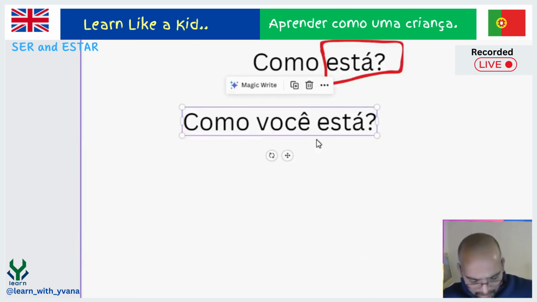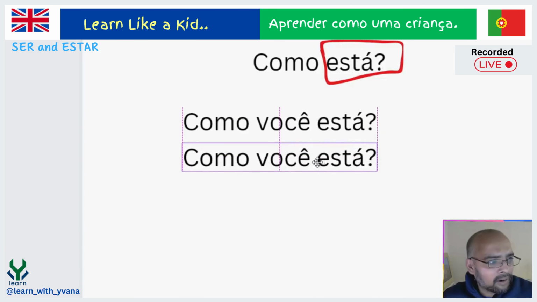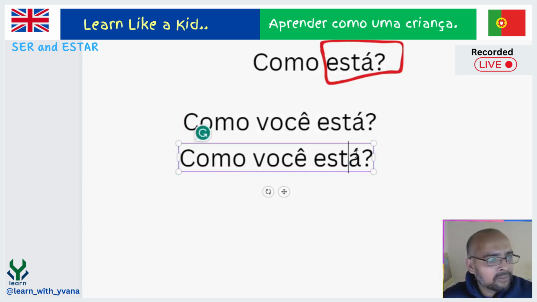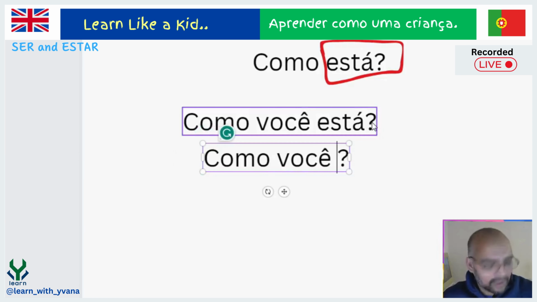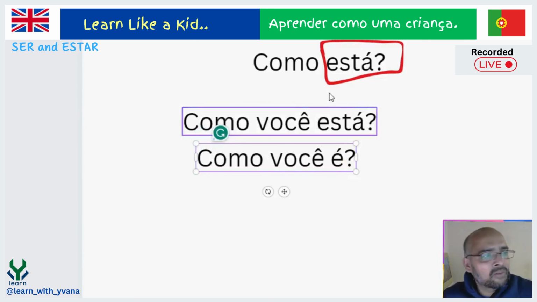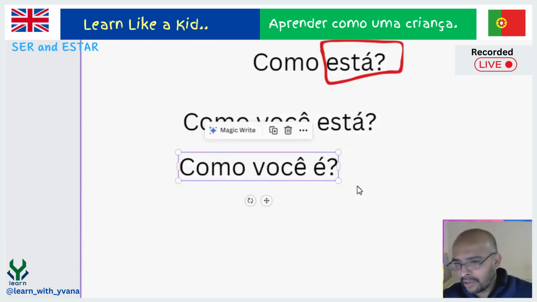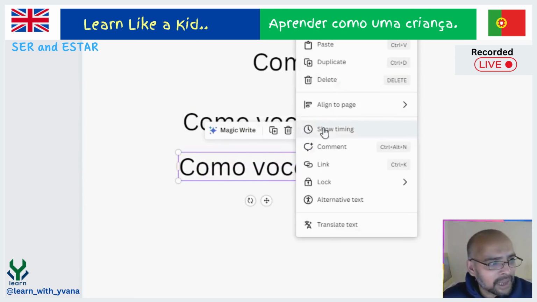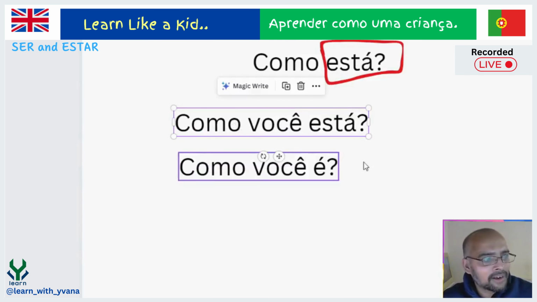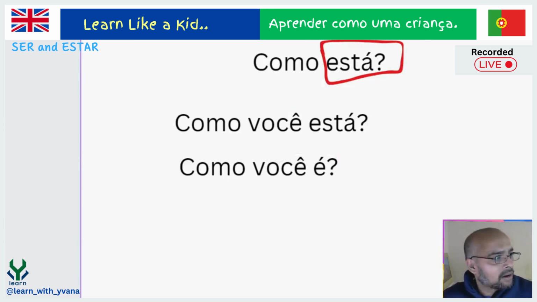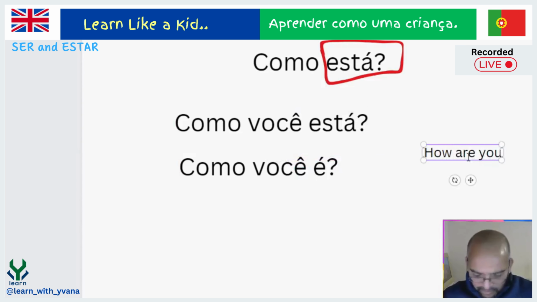But instead, we can also ask como você é. This is also a question, right? These both are questions, and we can ask in both ways. Both mean in English, how are you, right?